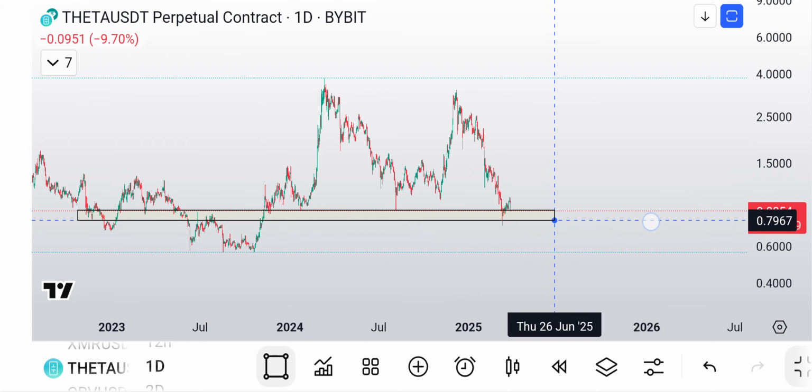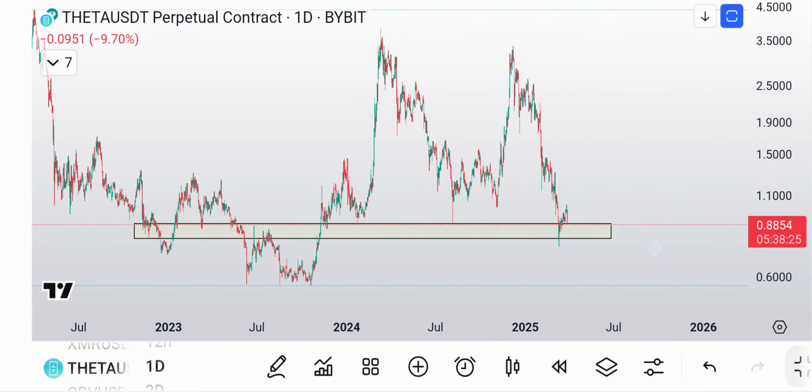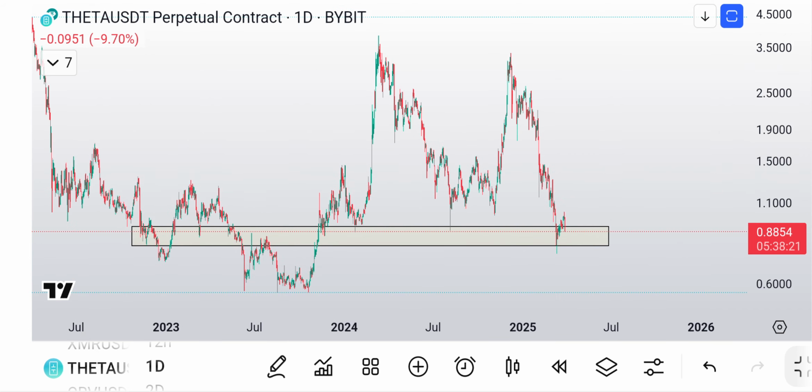Look at where we are. We're right on this key area of support here for theta. Right? So you have the bottom of this, the top of this, the bottom of this, right? So there's a lot of structure, a lot of confluence in this area we're at right now.